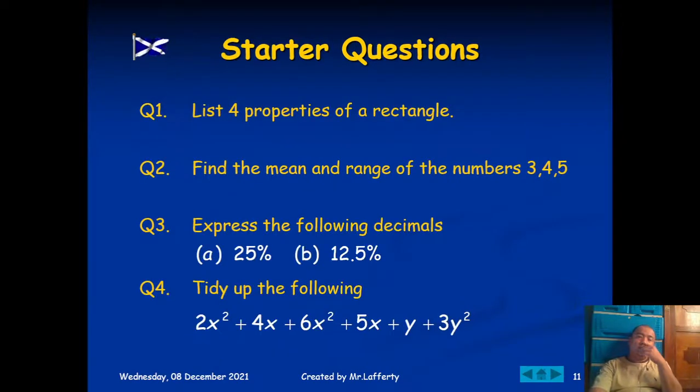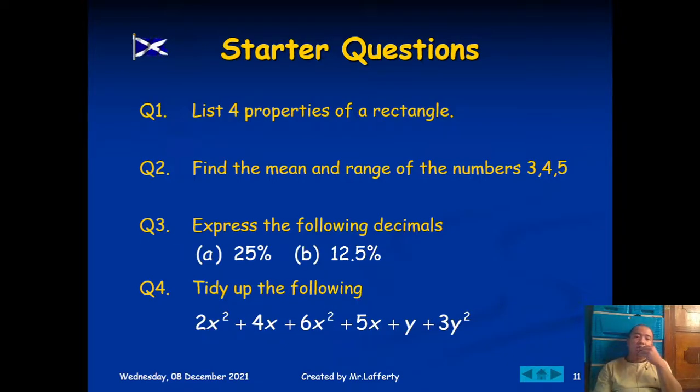These are the 4 properties of a rectangle. Opposite sides are congruent. Diagonals are congruent. Diagonals bisect each other, diba? Opposite sides are parallel, diba? All angles are 90 degrees.